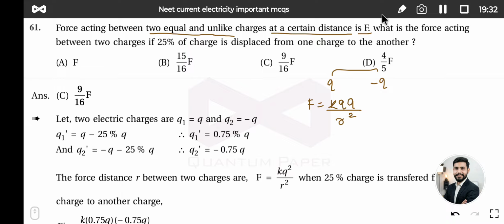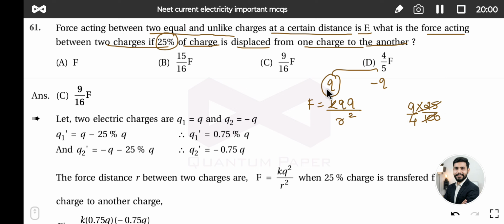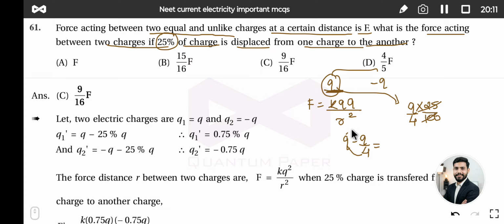After that, what is the force acting between two charges if 25% of the charge is displaced from one charge to another? Let's say 25% of the first charge Q. 25% of Q is Q into 25 by 100, which is nothing but 1 by 4, so it is q by 4. The total charge is q and 25% of total is q by 4, so we remove that: q minus q by 4. With cross multiplication, 4q minus q, which is 3q by 4.